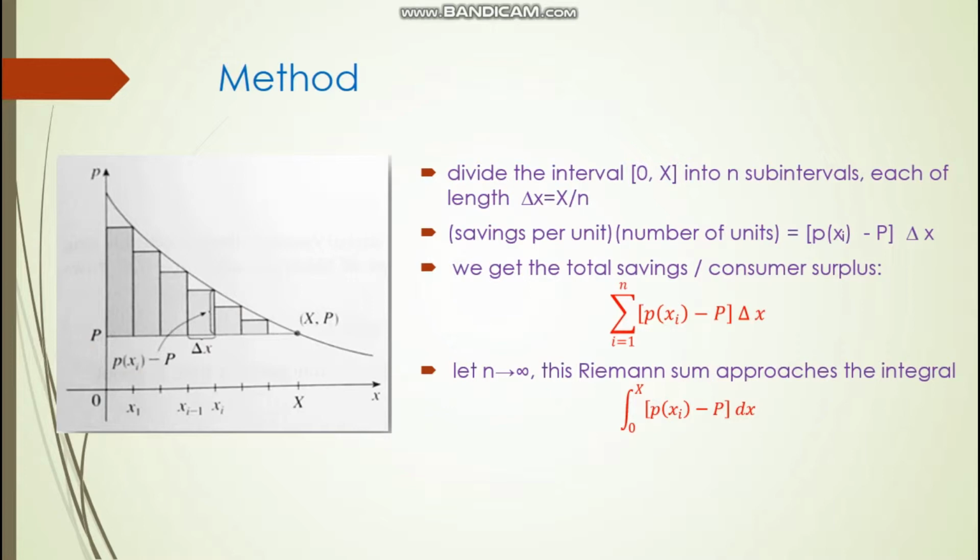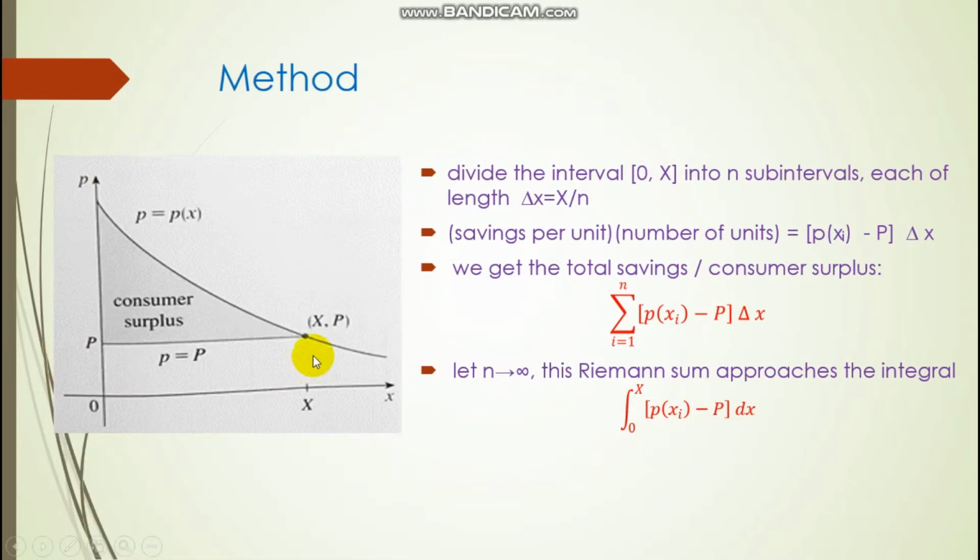The consumer surplus represents the amount of money saved by consumers in purchasing the commodity at price P, corresponding to an amount demanded of x. So this graph shows the interpretation of the consumer surplus, which is the area under the demand curve and above the line P. So this area is the consumer surplus.